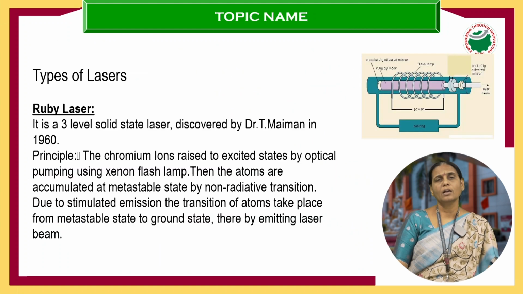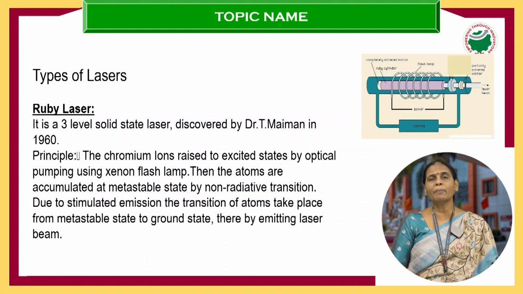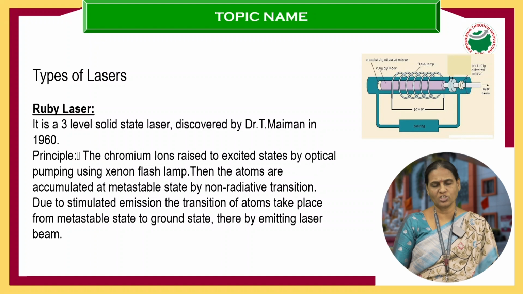Now next comes the different types of lasers. We have in our syllabus 3 different types of lasers. One is the solid state laser, second is the helium neon laser, third is the carbon dioxide laser. So let us go in detail with respect to these types of lasers, and this is a very important topic. Ruby laser, generally, is a 3-level laser, which was invented by Maiman in the 1960s.